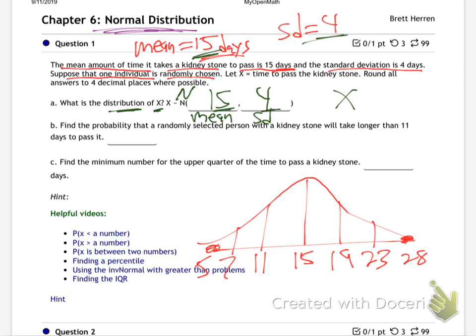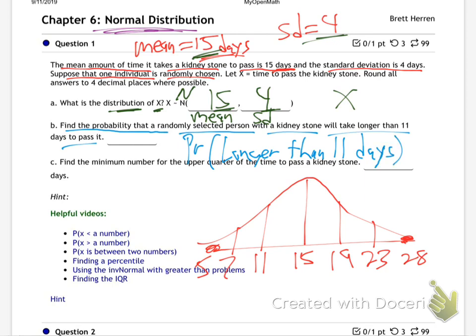Question B. Find the probability that a randomly selected person with a kidney stone will take longer than 11 days to pass it. So what's the probability, if you grab somebody at random with a kidney stone, that it's going to be longer than 11 days for that person to pass his or her kidney stone? Now, we're going to do it on the calculator. We're going to hit some buttons. We're going to crank out a brand new function today.